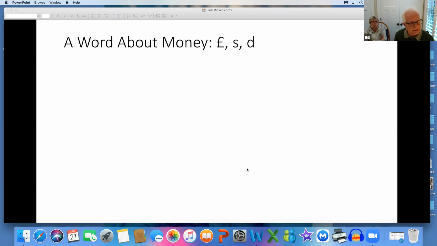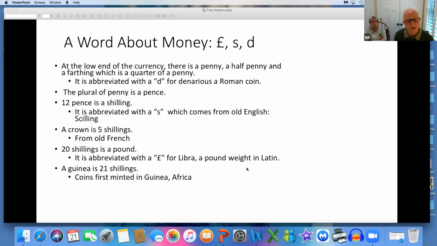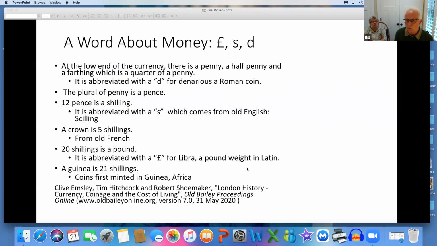So pounds is that funny looking L. Shillings is S. And D, strangely enough, is pence. Let me bring all of these up one after the other and then save the best for last here. So at the low end of the currency, the D, we have pennies, half pennies, farthings, which is a quarter of a penny. If you were to give something to a beggar along the street, chances are it'd be a farthing, a quarter of a penny. And that came, don't forget, Rome was in England for about 400 to 500 years.